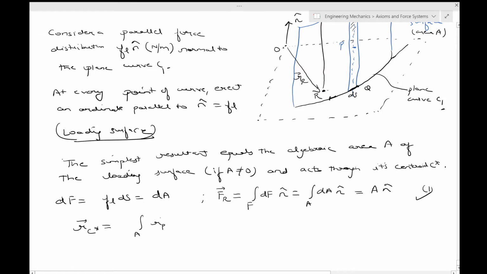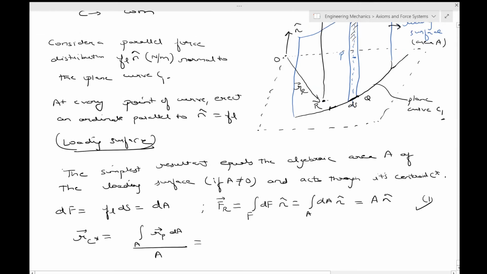This is RP dA by A. This is something which we already know, that any point, and this centroid again is not of the line, this is of the area. So P is somewhere over here on the loading surface, and RC star is the centroid of the loading surface. This is the definition of a centroid.